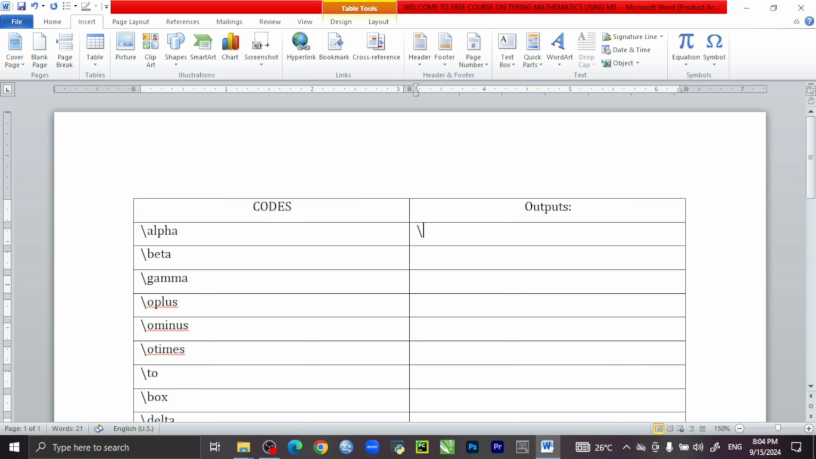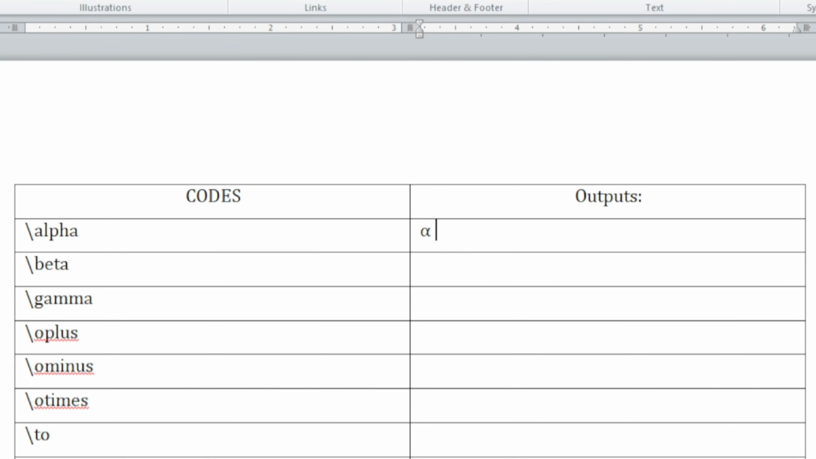So if I have a backslash alpha and I press a space, it changes to an alpha. Is that okay? Same thing happens to beta. You can practice as you are looking at it. So that's beta. Gamma. Okay, so that's going to be gamma.